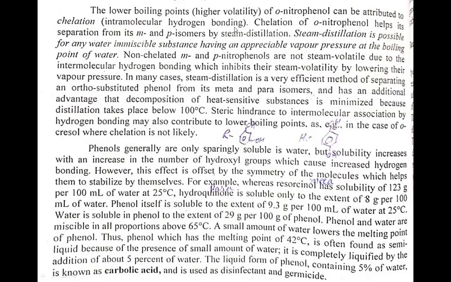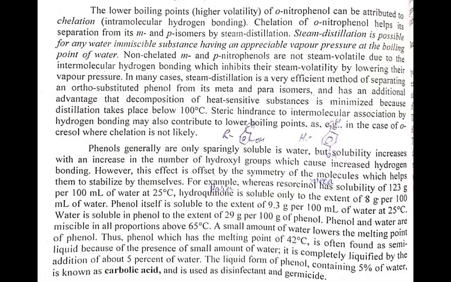Intramolecular hydrogen bonding and chelation of ortho-nitrophenol help its separation from its meta and para isomers by steam distillation. In the ortho isomer, there is intramolecular hydrogen bonding, but in meta and para isomers, intramolecular hydrogen bonding is not possible. In that case, there is intermolecular hydrogen bonding, that is, between two molecules.